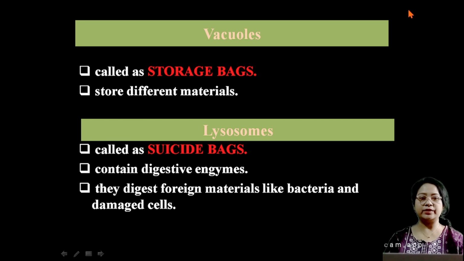As I already told, those materials might be the fat molecules, the proteins or the lipids that the endoplasmic reticulum makes. So those vacuoles might store those different materials for further use. Okay, whenever the cells need those materials, those storage bags provide the cells with those materials.